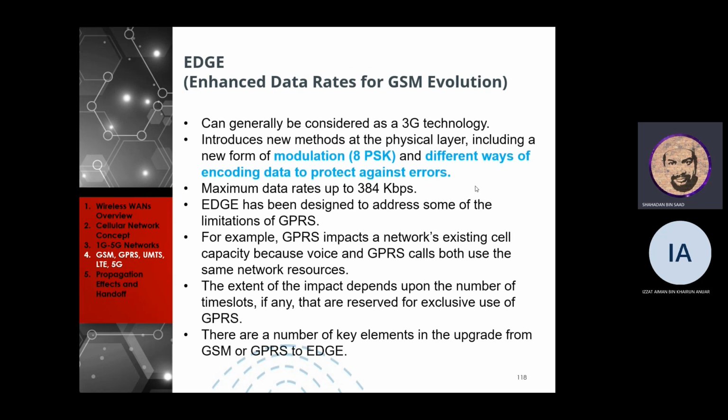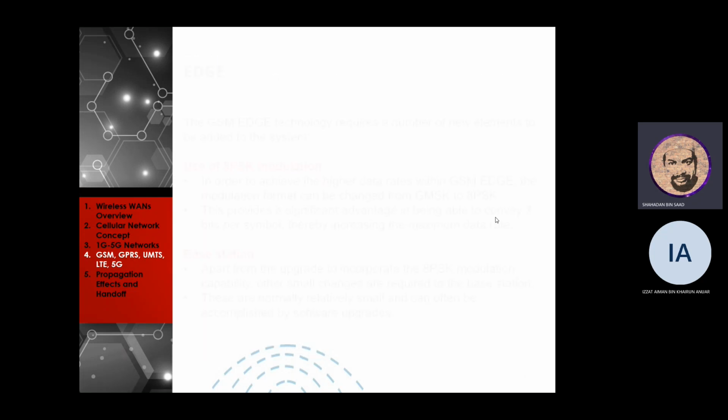Saya nak cepat ni. Okay, so yang technical part lah, kita ambil technical part. H, enhanced data rate for GSM evolution can generally be considered as 3G technology sebagai macam tadi kan. Okay, so introduce new method of at the physical layer including a new form of modulation. Kita pakai 8 PSK and different ways of encoding data to protect against error. Maximum rate macam kita tengok tadi 384 kilobit per second. Each has been designed to address some of the implementation of GPRS. Okay, so for example, GPRS impact network existing cell capacity because both and GPRS call both use the same network resources. Okay, so continue. Tanya yang technical.